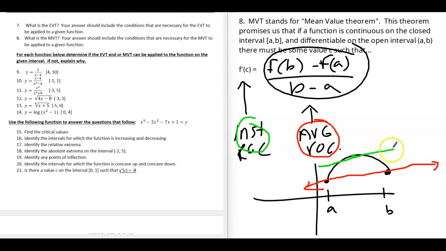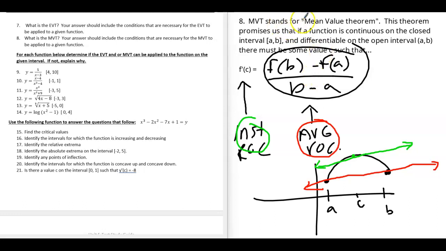So in other words, when two slopes are equal, they're parallel. So there's got to be some value of c somewhere between here where the tangent line is parallel to the secant line, or f prime is equal to this difference quotient here. All right, so that's what this theorem promises us.